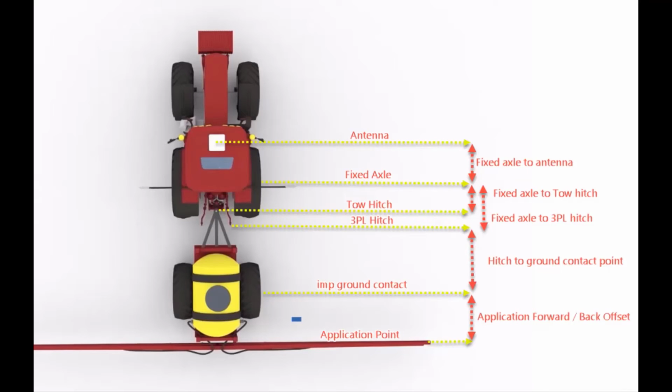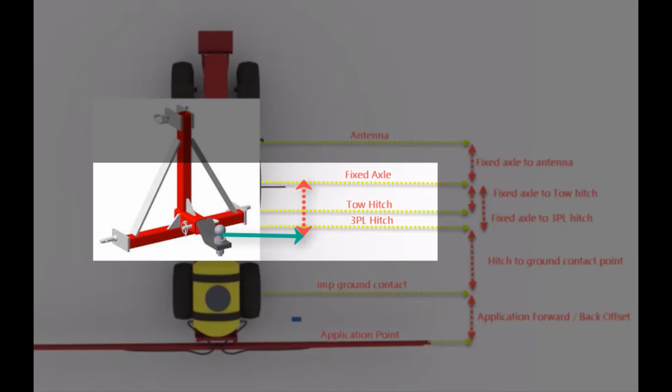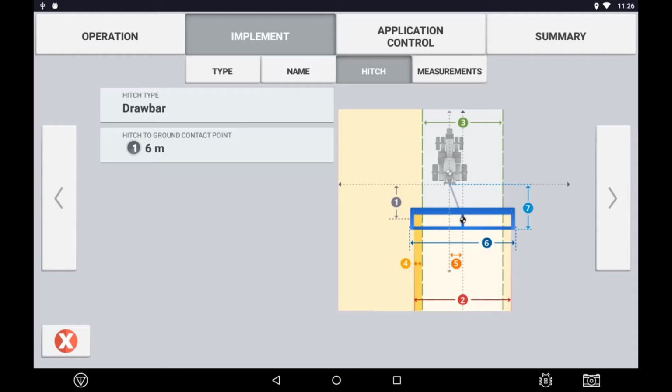Another thing to note when setting up the hitch type is that if you are using an implement that may still connect through a 3-point linkage but still pivots on a central pin, it is best to compensate for this by setting the implement as a drawbar hitch and allow for the extra distance in the fixed axle to toe hitch measurement within the vehicle setup. Press the arrow to move forward to the next page.